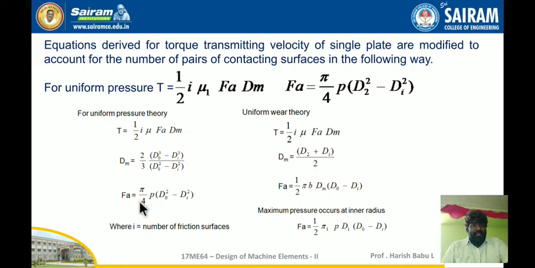The axial force for the uniform pressure theory is pi by 4 p (d naught square minus di square). Whereas for the uniform wear theory, it will be 1 by 2 pi p b dm multiplied by (d naught minus di). Where i is the number of frictional surfaces, and the maximum pressure occurs at the inner radius, that is given by Fa is equal to 1 by 2 pi p di multiplied by (d naught minus di). So these are the equations which you are going to use for the calculation purpose.